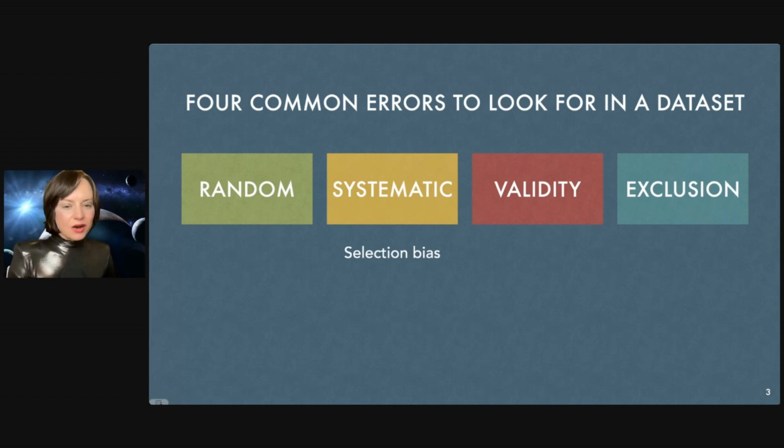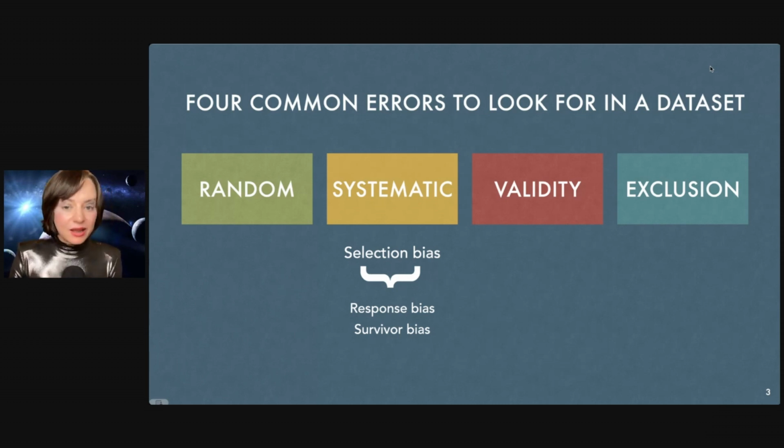Systematic errors are a term I'm mostly using to lump together a number of errors. Sometimes you'll see it talked about as selection bias. And there are types of selection bias, such as response bias, survivor bias, and many others.